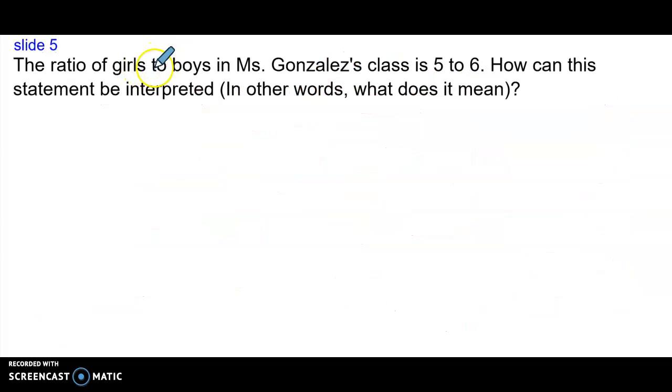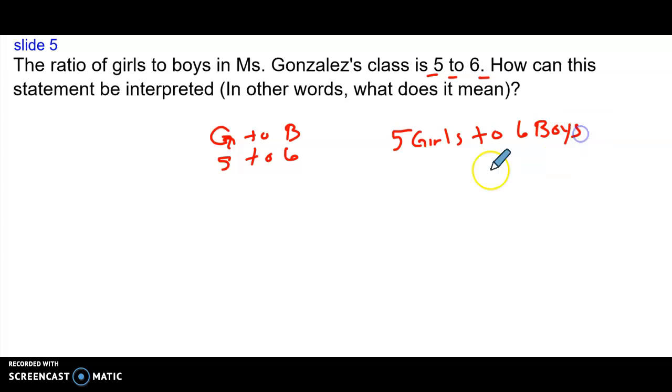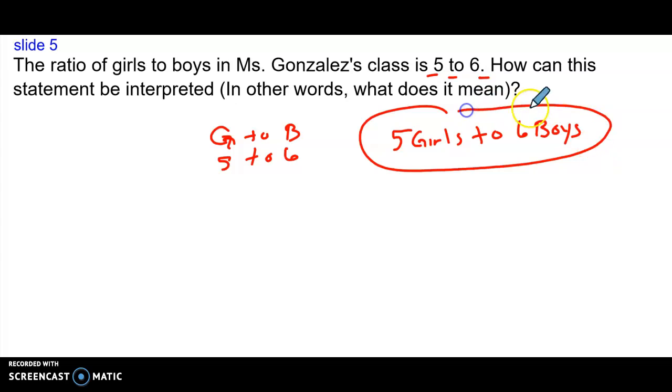The ratio of girls to boys in Mrs. Gonzalez's class is 5 to 6. How can this statement be interpreted? In other words, what does it mean? Well, my ratio is girls to boys. And I know it's 5 to 6. So what does that mean? It means there are 5 girls to 6 boys. So every 5 girls, you will see 6 boys. That is what it means.